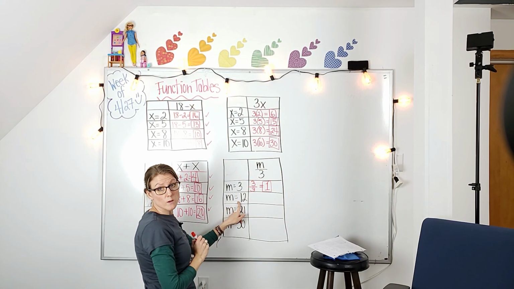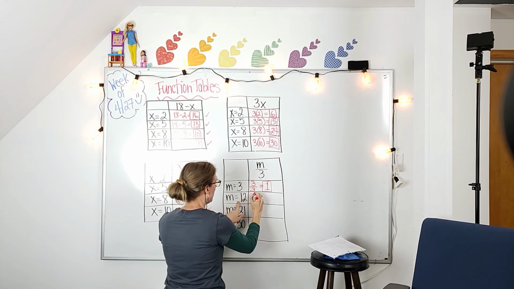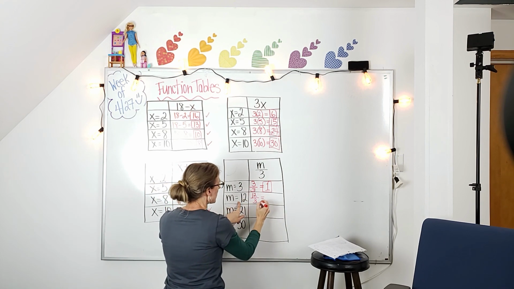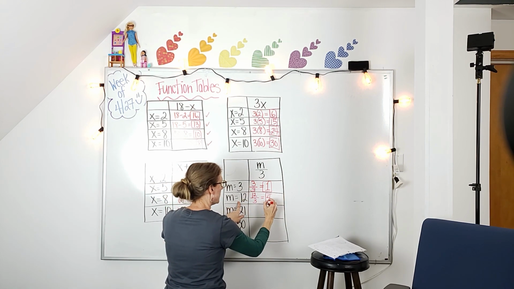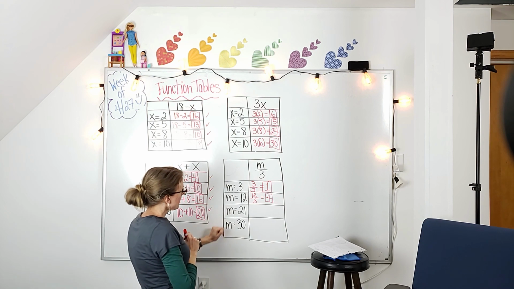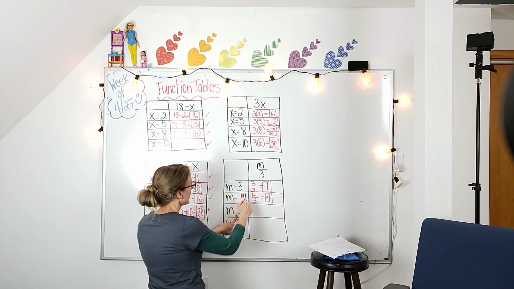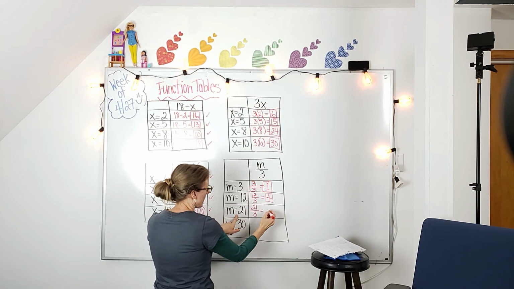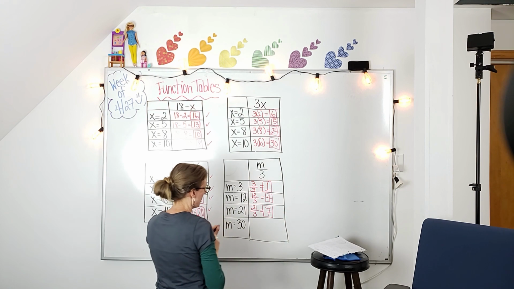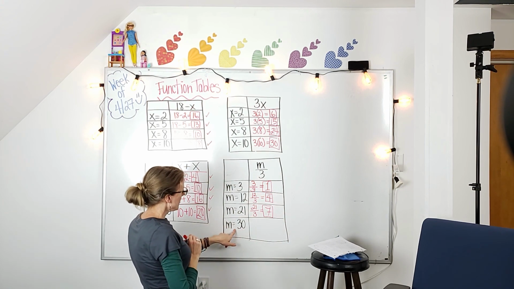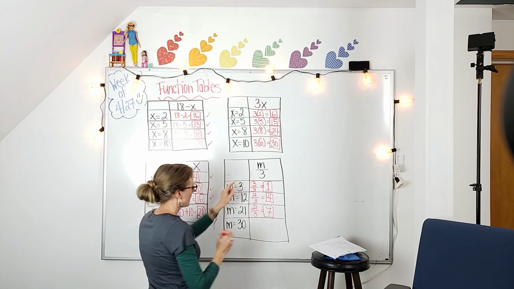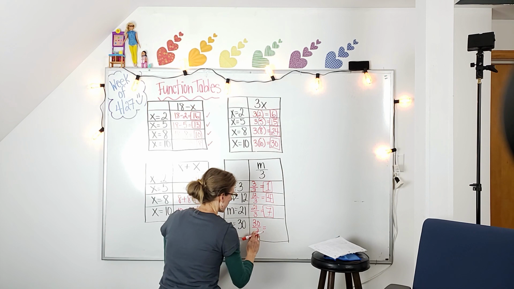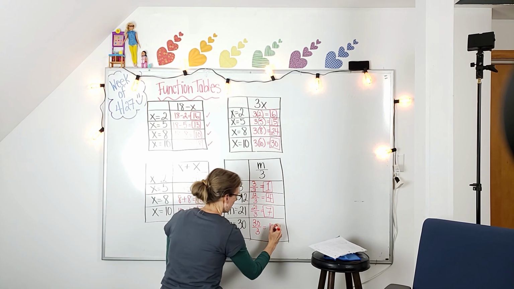I look at the next one. Now they're telling me that the value of M is 12. I'm going to plug that in. And I'm still dividing by 3. I'm not changing that. 3 goes into 12 4 times. The next one, I have a value of 21. I'm going to plug that in. 21 divided by 3 is 7. And the last one, M has a value of 30. Plug that in and divide by 3. 30 divided by 3 is 10.